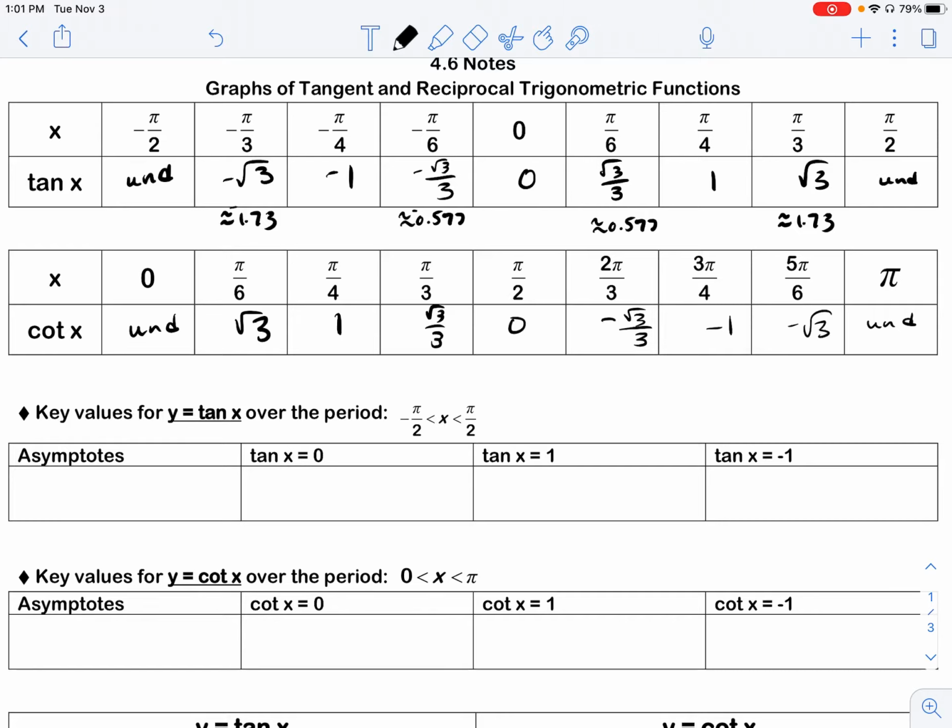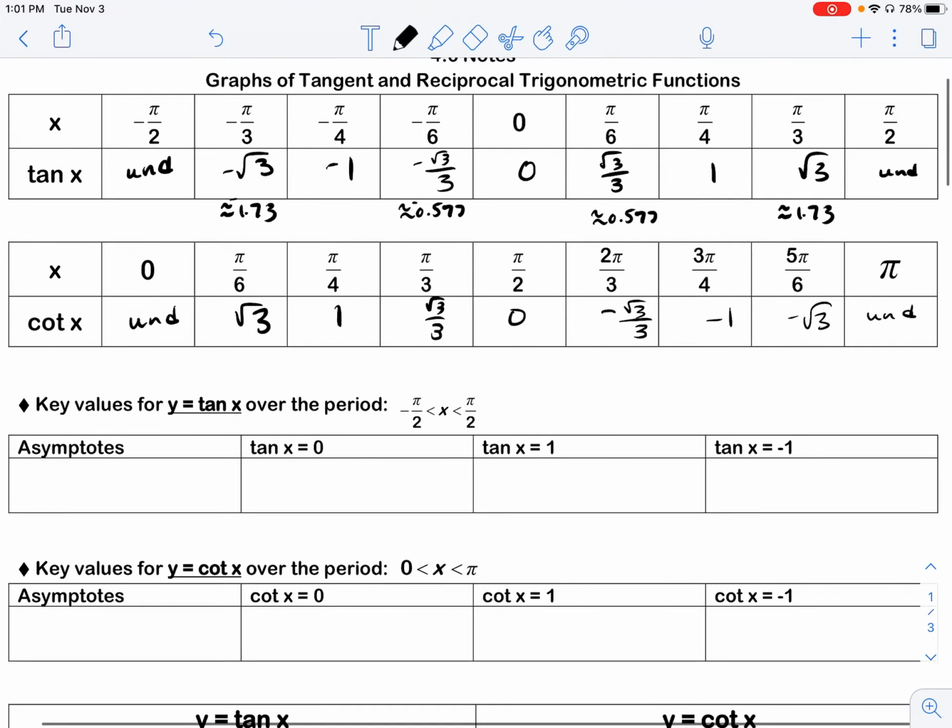You'll notice the table for cotangent is a little different. For the tangent of x, I started at negative pi over 2. For cotangent, I started my table at 0. I could have started in a number of different places, but I started at 0 because I want to reiterate that cotangent is the co-function of tangent. So it's effectively the tangent graph horizontally shifted over 90 degrees, or pi over 2 radians. You could have started at a number of different places, but I have it listed at 0.